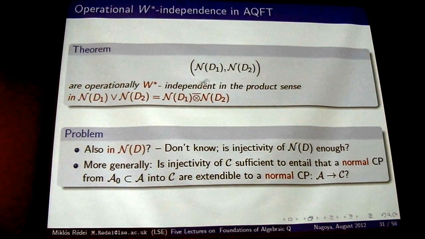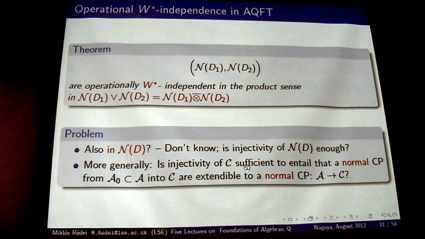Another proposition: these two are operationally Doplicher-Longo independent in the product sense in the generated von Neumann algebra, which is isomorphic to the tensor product, because the split property holds. And then here's the question: are they also independent in the product sense in the large cone? To this I don't know the answer, because I was asking, is injectivity of M_D enough? And clearly it's not enough. A priori, it's not enough, right? And here was my question out of ignorance.